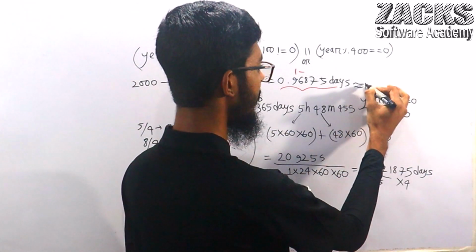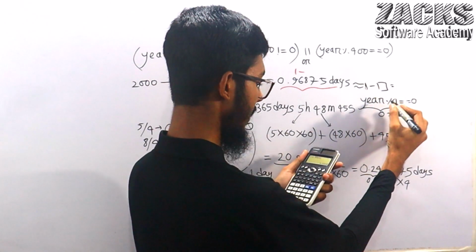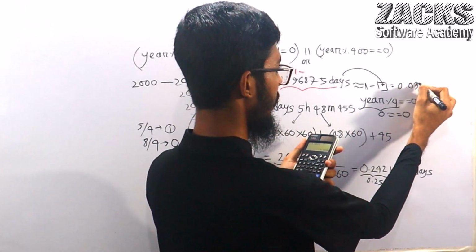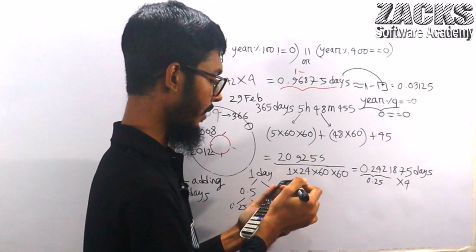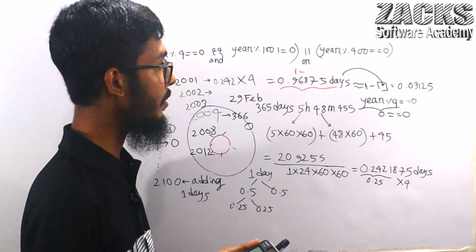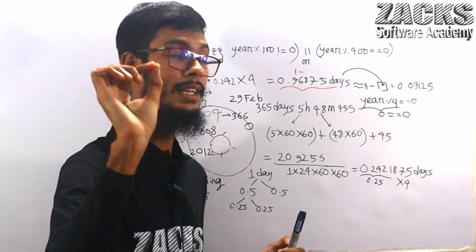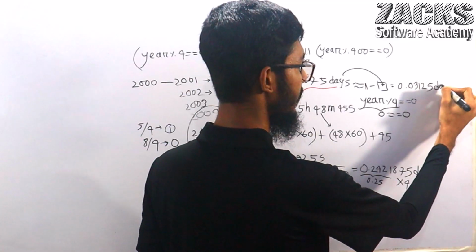So what will be the result? 1 minus this answer now. What will be the result? Okay, this answer actually is 0.03125. I hope it's visible now. 0.03125 days. We are extra adding, we are extra counting these days.